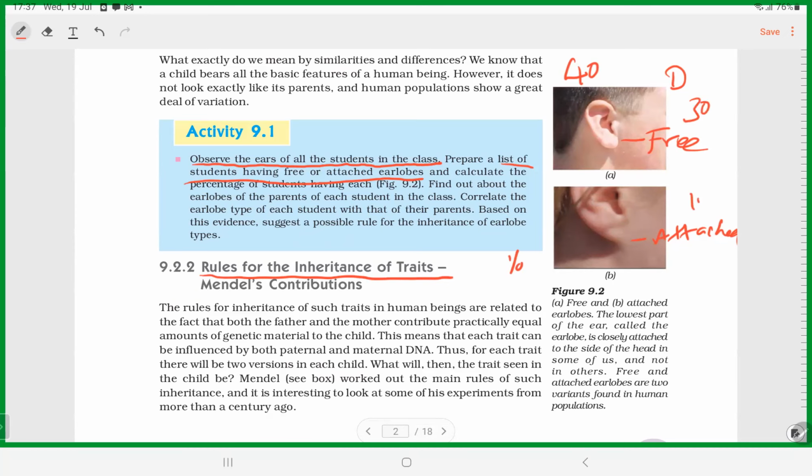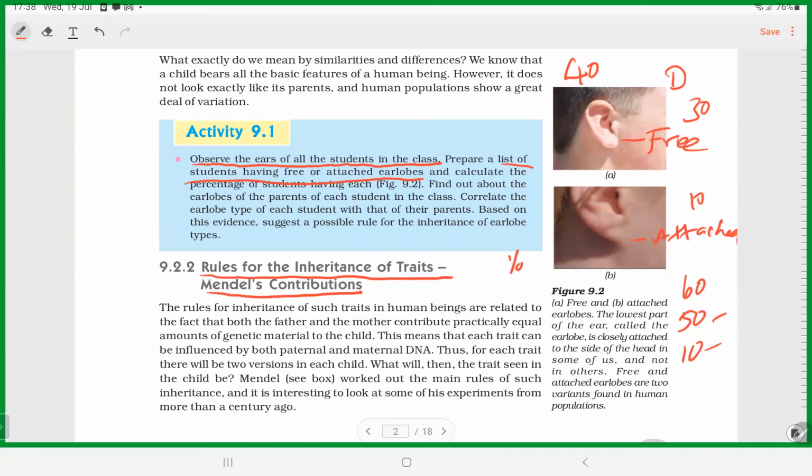Every character and its inheritance are based on certain genetic principles. Heredity is based on certain rules and laws. What you should understand is that heredity is based on certain rules and laws. Okay, fine. How did we come to know that? Because of Gregor Mendel's experiments, which gave us the laws.